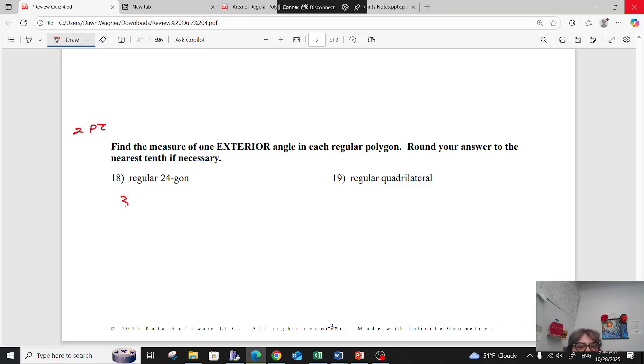Exterior angle, 360 divided by n. So in this case, 360 divided by what? 24. What is 360 divided by 24? 15 degrees. A regular quadrilateral. How many sides is a quadrilateral? 4. This is just a square, so that's 90 degrees.